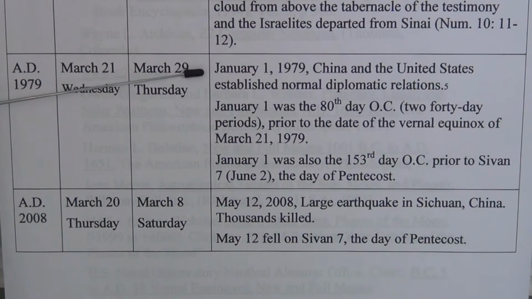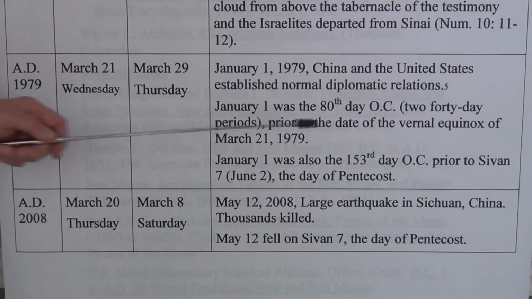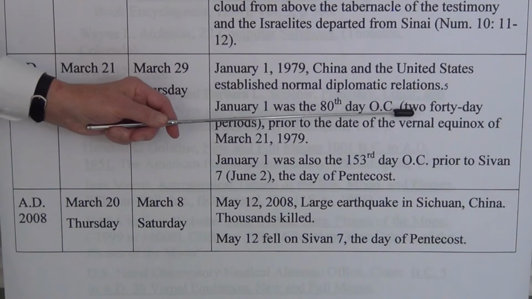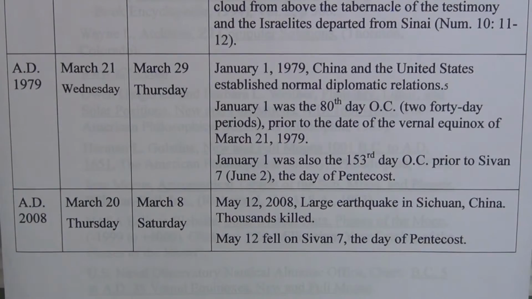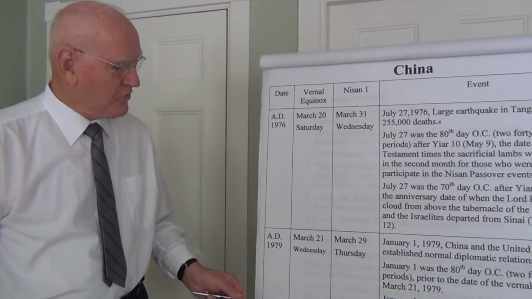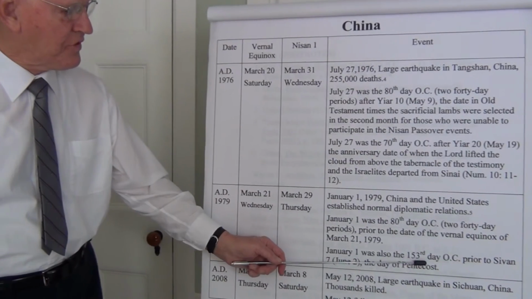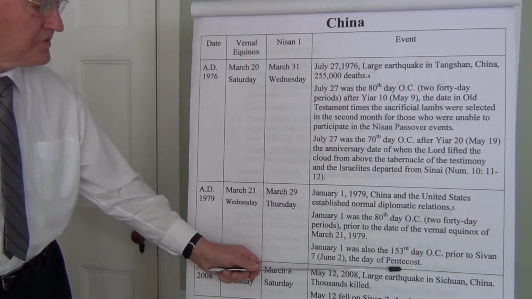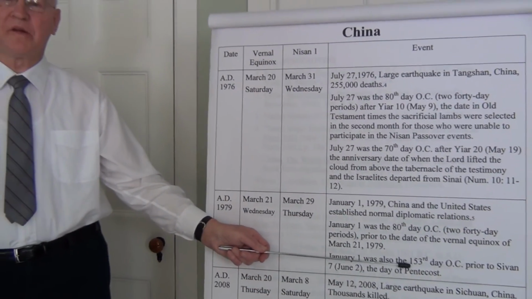January 1, 1979, China and the United States established normal diplomatic relations. January 1 was the 80th day, ordinal count, two 40-day periods prior to the date of the vernal equinox, March 21, 1979. This set of two 40-day periods now represents 12 40-day periods in 5 events in China. January 1 was also the 153rd day ordinal count prior to Sivan 7, the day of Pentecost. This is a special number.